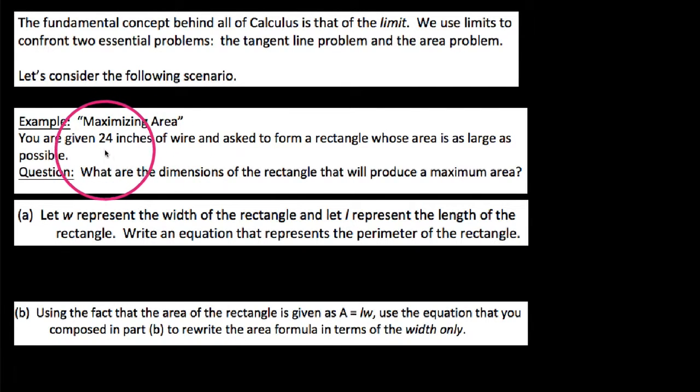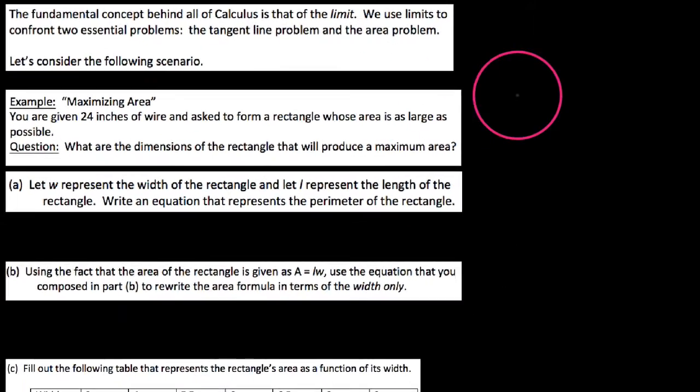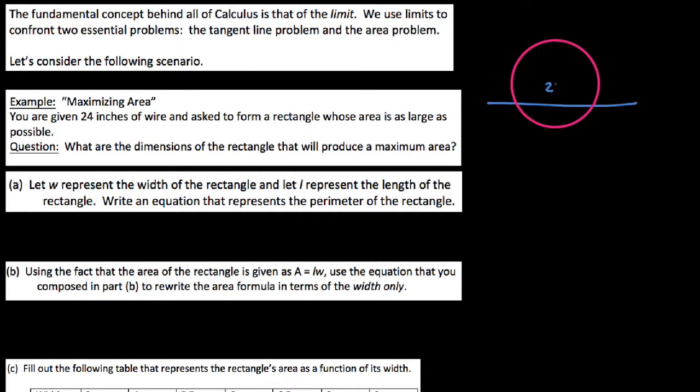Let's say we're given 24 inches of wire, and we have this wire right here that is 24 inches in length. What we seek to do is form a rectangle whose area is as large as possible. So the real question is, what are the dimensions of the rectangle that will produce this maximum area? To start, let W represent the width of the rectangle, and let L represent the length of the rectangle.